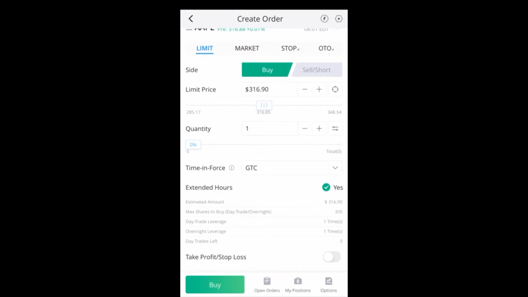And so once I click the plus button to add one, you see the estimated amount changes to 316.90. And then as I continue to click the plus button, you can see that the price of the individual stocks goes up. So once you're at 10, it's now $3,169 because you're doing 10 times 316.92.